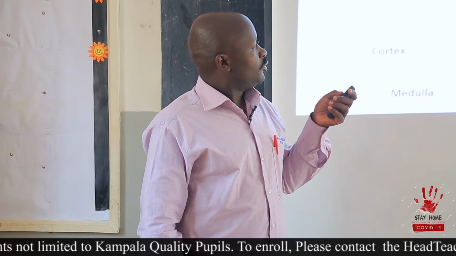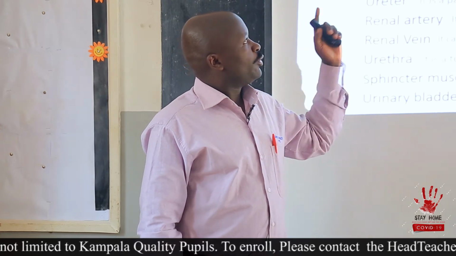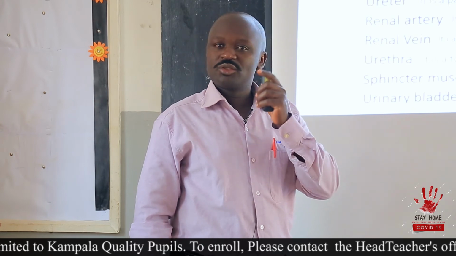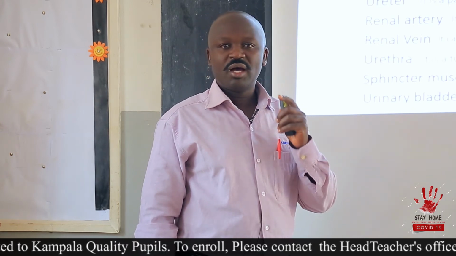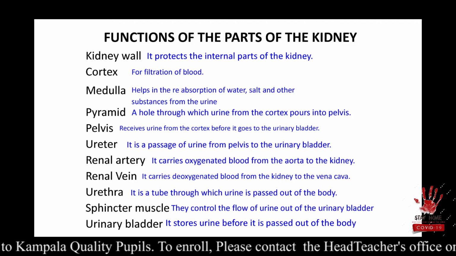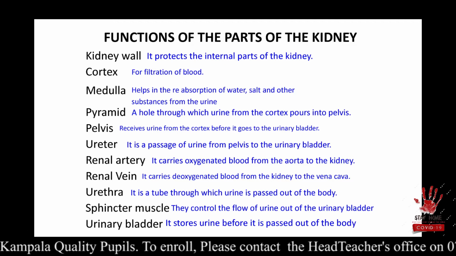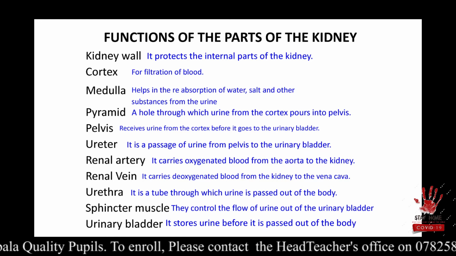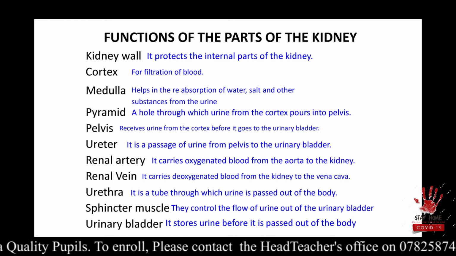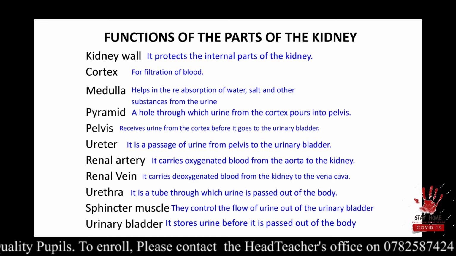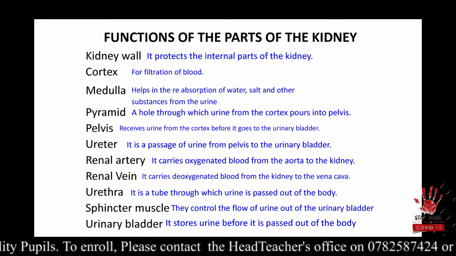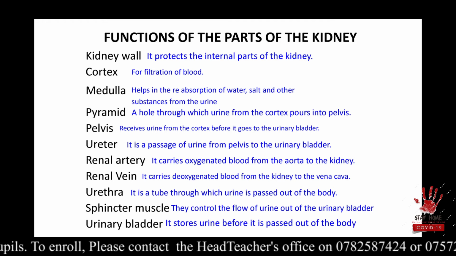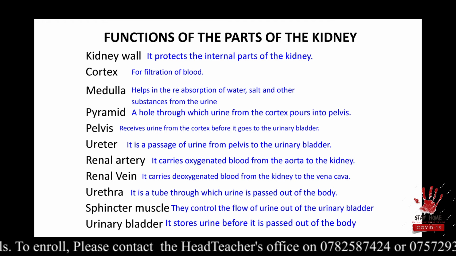Without wasting time, we can go strictly to the functions of the parts of the human kidney. We begin with the kidney wall. It protects the internal parts of the kidney. The word internal means the inside parts of the kidney.